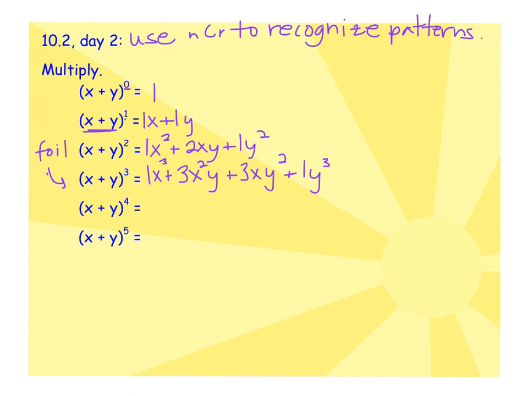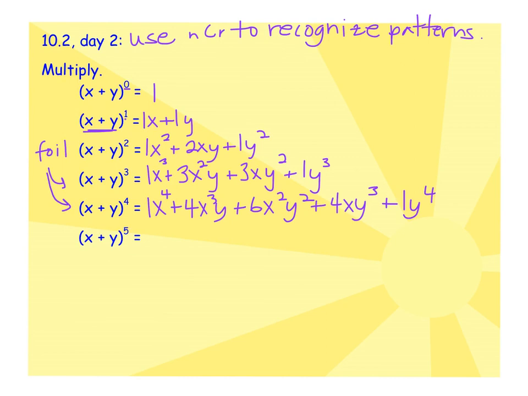If we take x plus y to the fourth power, the focus here is to look at the numbers that we're generating as well as the exponents. If we multiplied x plus y by itself 4 times, here's what we would get. We would get 1x to the fourth plus 4x cubed y plus 6x squared y squared plus 4xy cubed plus 1y to the fourth. All right, there's one more round.